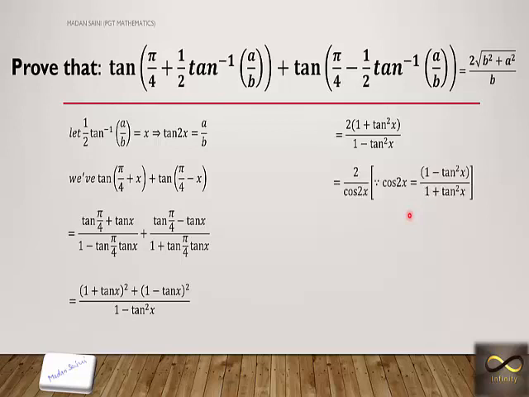We already know from class 11th that cos 2x is equal to 1 minus tan square x upon 1 plus tan square x. Therefore, we can write it as 2 upon cos 2x. That is equal to 2 root b square plus a square upon b. How? Because tan 2x is equal to a by b. You can find out the value of cos 2x using trigonometric identities. It will be b upon square root of b square plus a square, and substituting here you will have the result. So we are done.